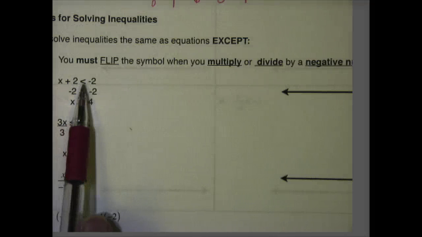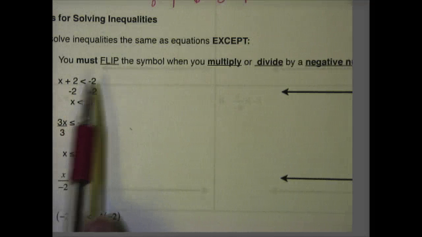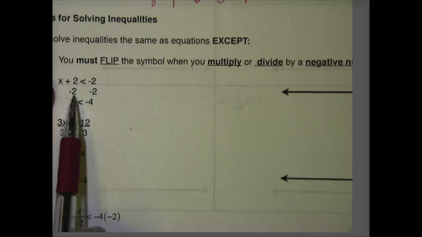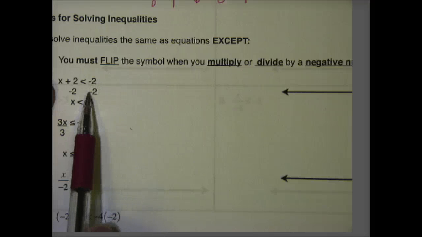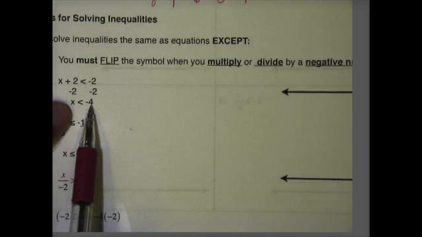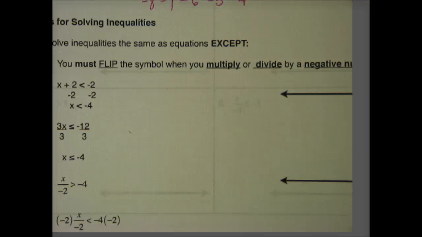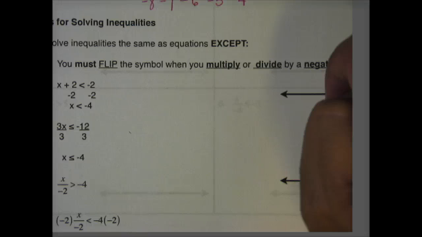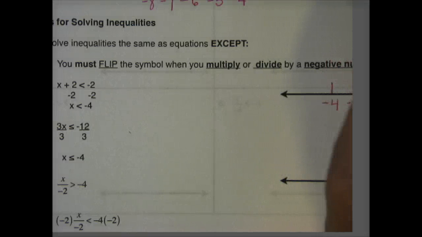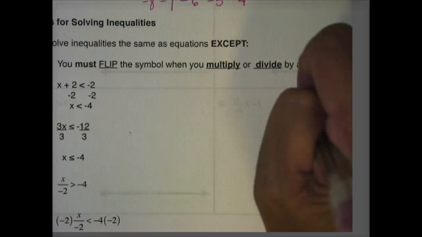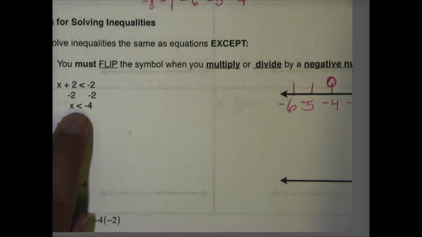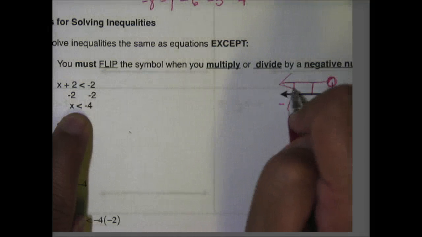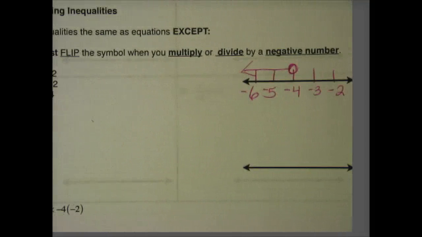We've got x plus 2 is less than -2. Remember, we want this x to be by itself, so we subtract 2 from both sides. That leaves us with x is less than -2 minus 2, which is -4. Okay, we did not do any multiplication or division, so we don't have to worry about flipping any symbols. We just have to graph our answer on the number line. So it's less than, that means we have an open circle, and everything to the left is less than -4, so we draw our arrow to the left.